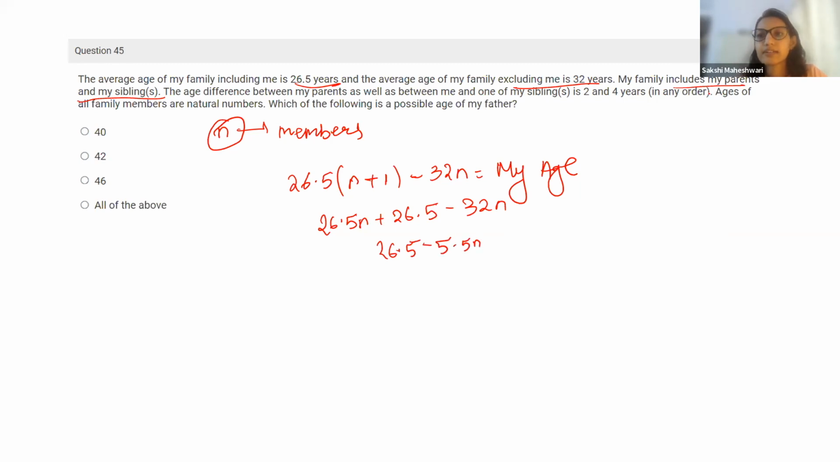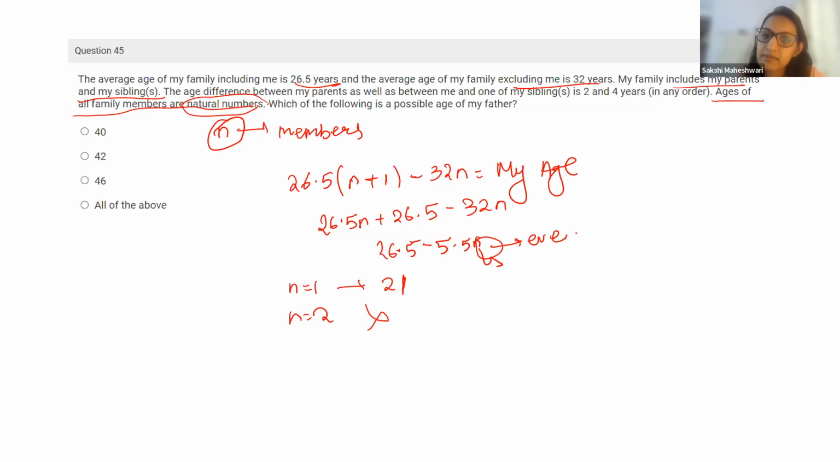Now it's also mentioned that ages of all family members are natural numbers. So for example, if I take n as 1, 26.5 minus 5.5, my age comes out to be 21. If I take n equal to 2, this will become 5.5 into 2, 11, so this will not be a natural number. If n is even, this will not be a natural number. Getting my point?